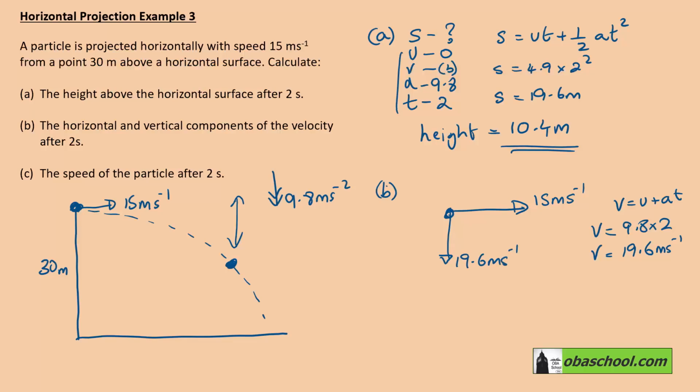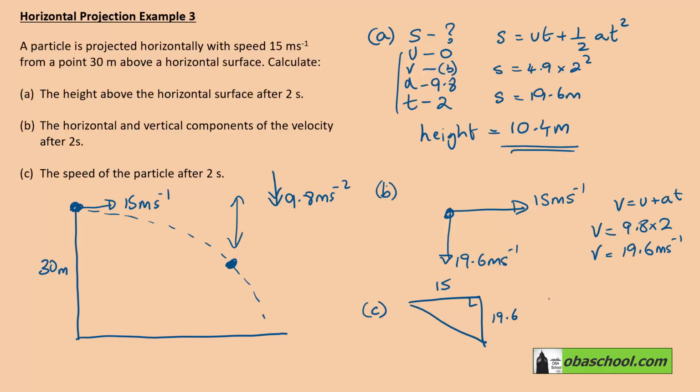And so for C, we want the speed of the particle. So what we've got is 15 this way, 19.6, well actually that's downwards, isn't it? So let's just draw it. That's 15 that way and 19.6 that way. And then we'll use Pythagoras' theorem.